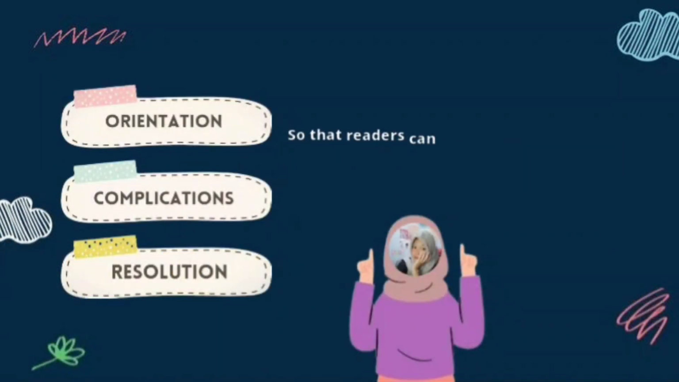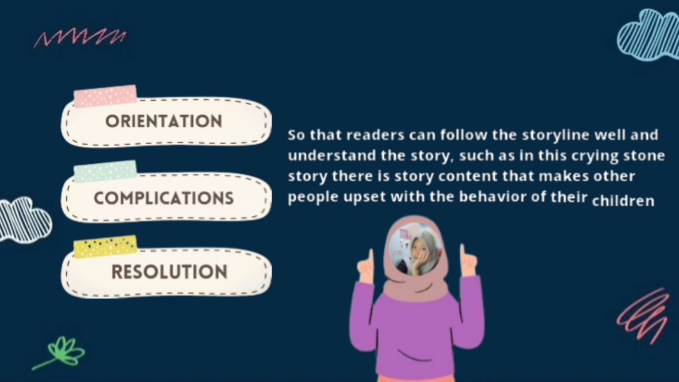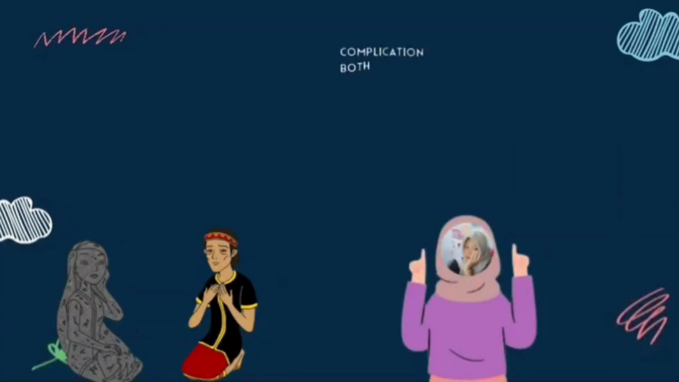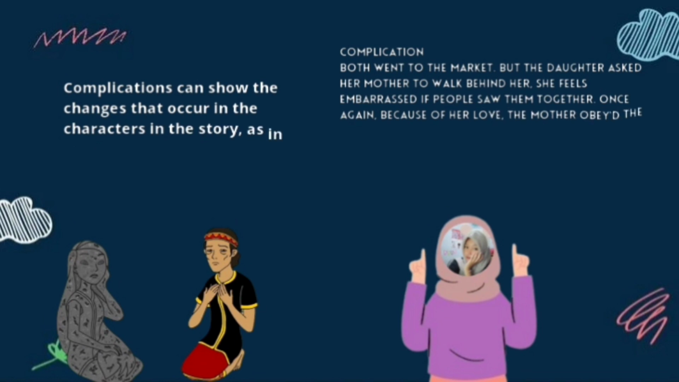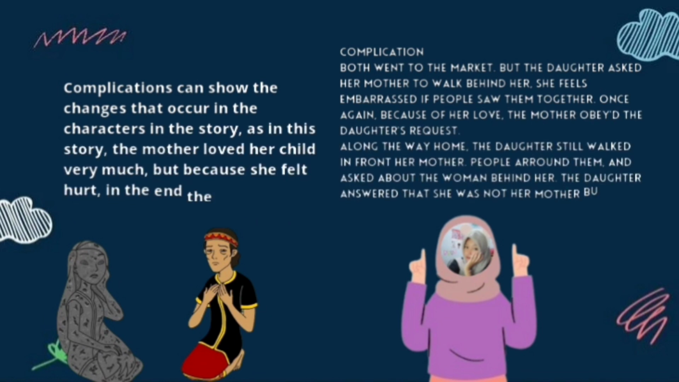This is so that readers can follow the storyline well and understand the story, such as in this Crying Stone story, where there is story content that makes a mother upset with the behavior of her child. Complication can show changes in the characters in the story, such as this story, where the mother had loved her child very much, but because she felt hurt, she eventually cursed her child into a stone.